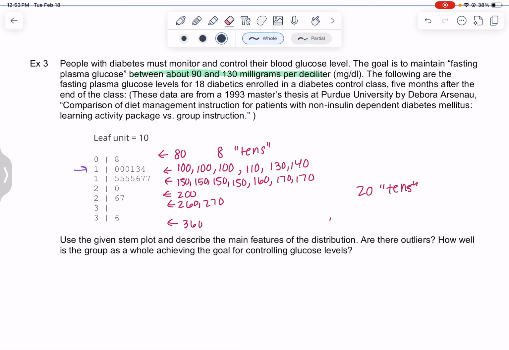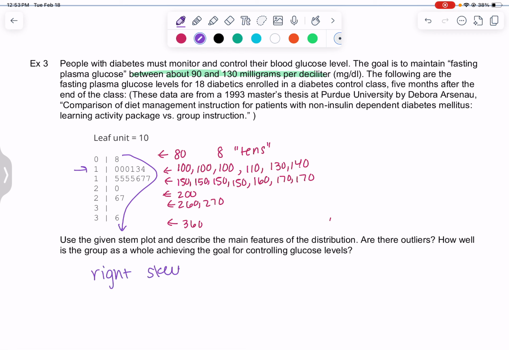If we're given the stem plot, we're curious if there are any outliers, and also whether, as a whole, these patients are meeting their goal. Outliers are something that stands out. When I look at this curve, if you turn your note sideways, you might see a right skewed distribution, because we have a tail on the right side. It also means if I have outliers, they're probably on the right side. Is there anything that stands out as an outlier?